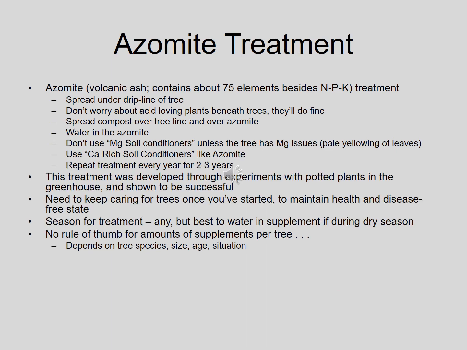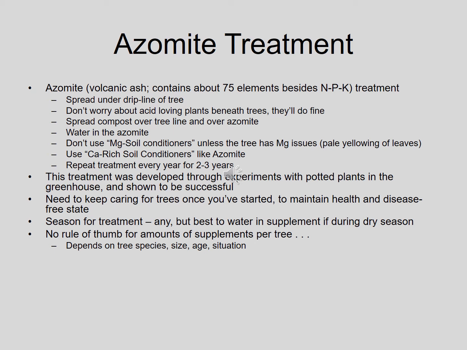And if you choose to do a fire mimic treatment or study more about it, the Azomite treatment is the one to try. I would say there's probably other products that could serve the same purpose, but here's some more information about that. Azomite is a volcanic ash material containing about 75 elements besides NPK, so mostly trace elements and micronutrients. You spread it, you pull back all the mulch and the duff and the O horizon and spread that under the drip line of the tree, and even further if you can.